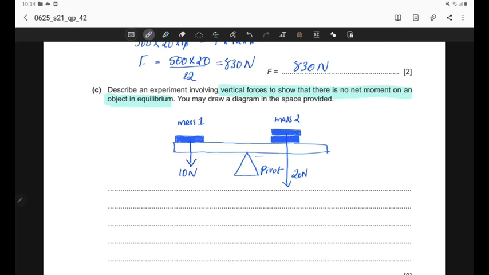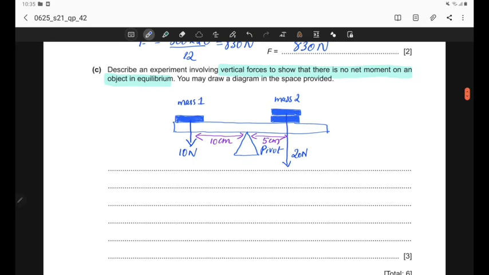And we need to mark the distance. So let this distance be 5 centimeter. This distance must be 10 centimeter in order to balance the moment. Then only the object will be in equilibrium. Next step, we can calculate the clockwise moment and anti-clockwise moment that are equal. Then only we can prove the object is in equilibrium. So here mass 2 causes a clockwise moment about the pivot, whereas mass 1 causes an anti-clockwise moment about the pivot.